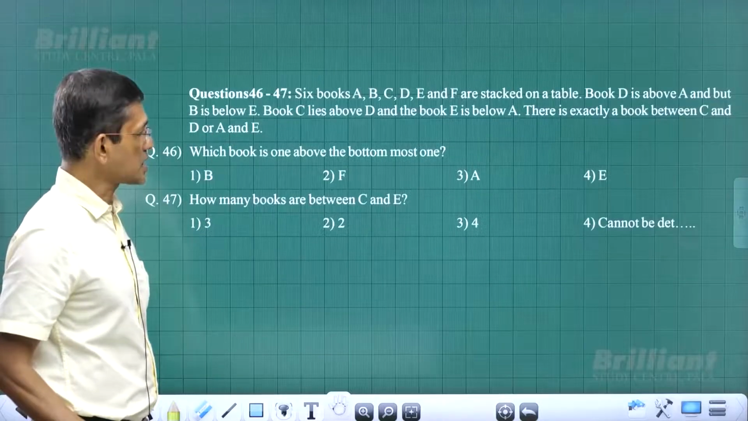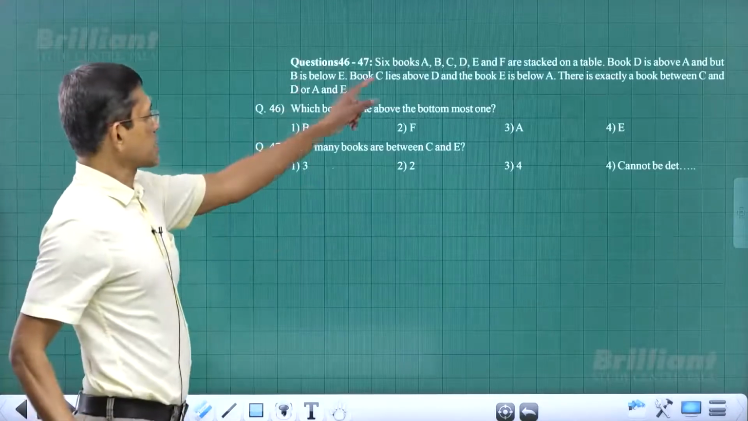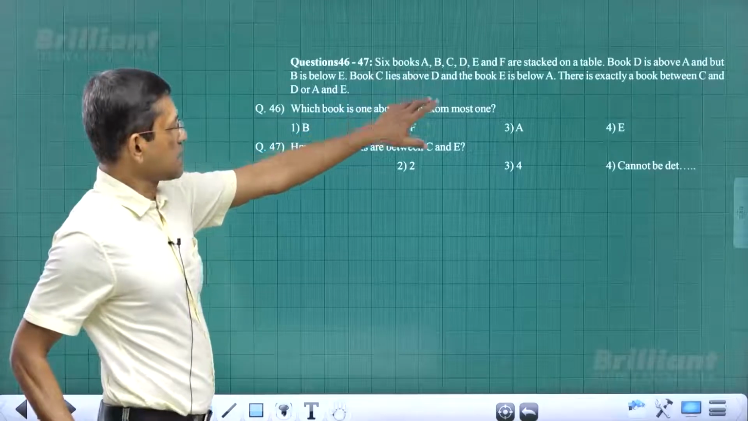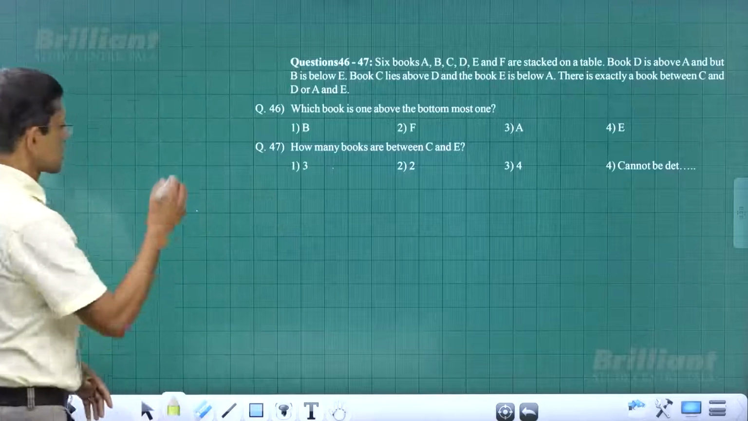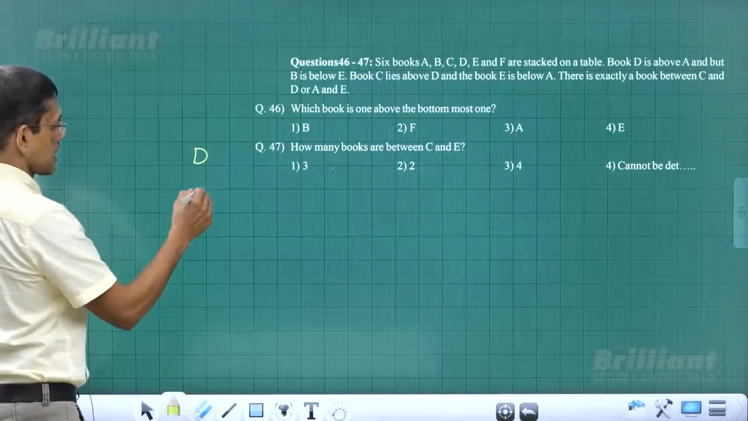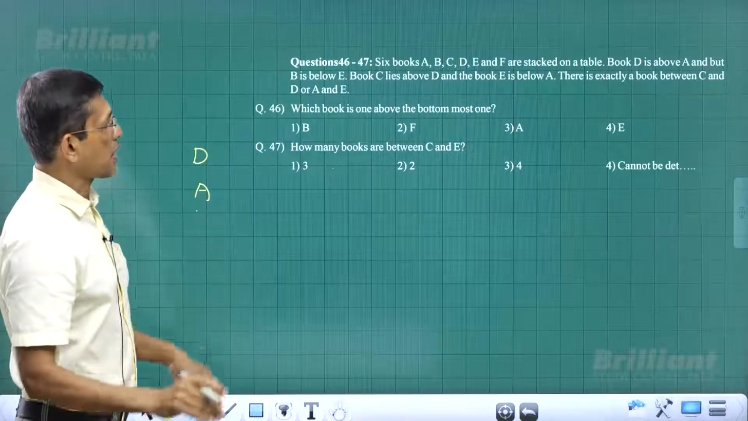Okay, so these are the conditions given to us. Now let's take a look at it. We have 6 books here, A, B, C, D, E, and F. They are stacked on a table. Book D is above A. We have no idea is there any book in between, but book D is above A.